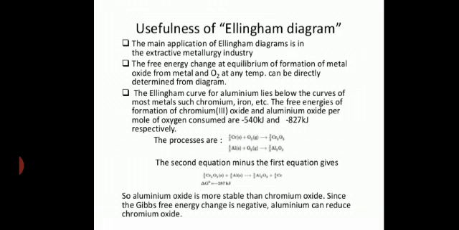It cannot say whether it's fast, slow, or whatever it is. But what is the application or the main usefulness of the Ellingham diagram? The main application of the Ellingham diagram is in the extractive metallurgy industry, that is known as pyrometallurgy.